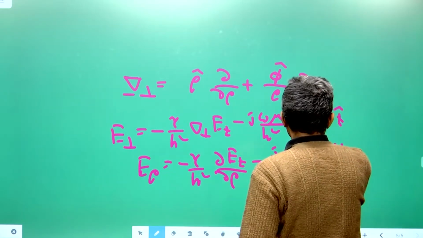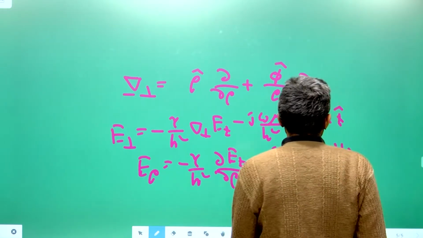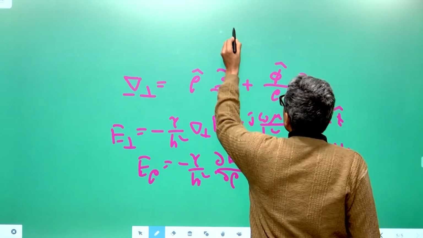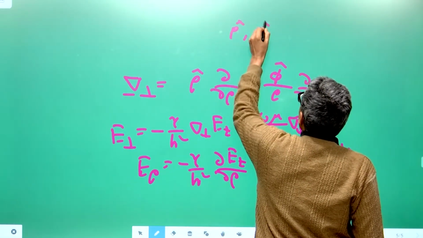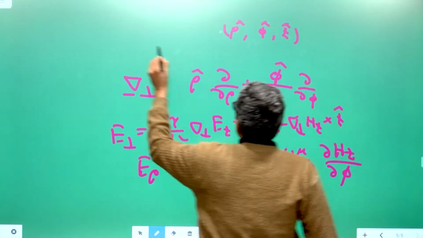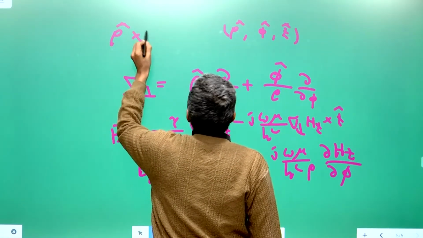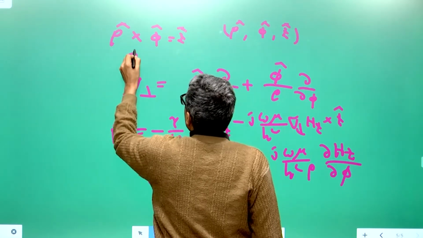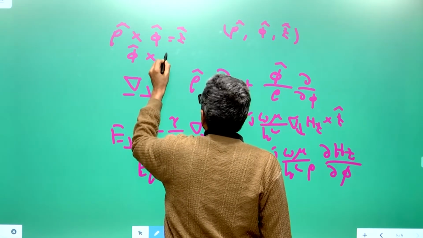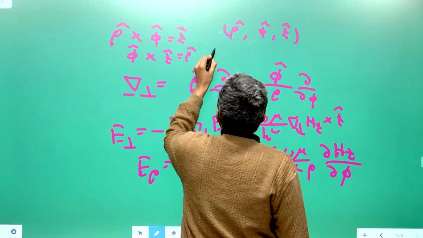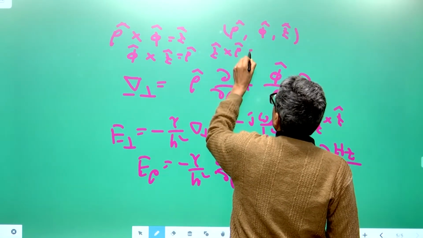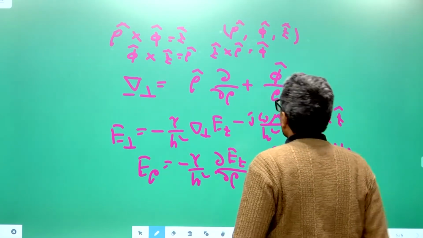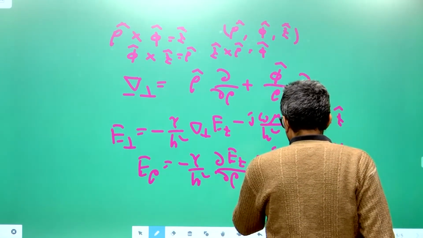So ∇⊥Hz, the φ component is 1 by ρ ∂Hz/∂φ, and φ cross z cap is minus ρ cap. You use the fact that ρ cap, φ cap, z cap form a right-handed coordinate system at each point, so that ρ cap cross φ cap is equal to z cap, φ cap cross z cap is equal to ρ cap, and z cap cross ρ cap is equal to φ cap. So if you take φ cap cross z cap, you will get ρ cap. So there will be a minus sign.